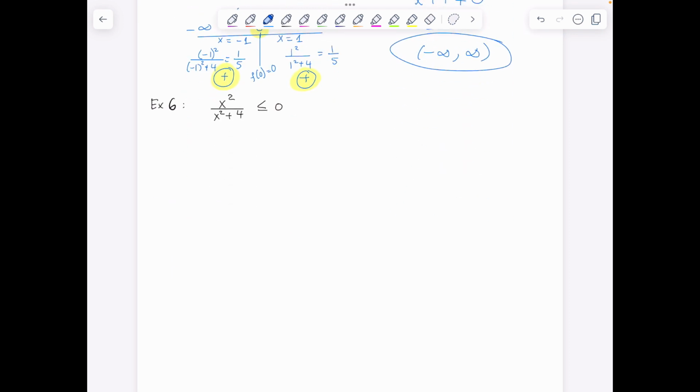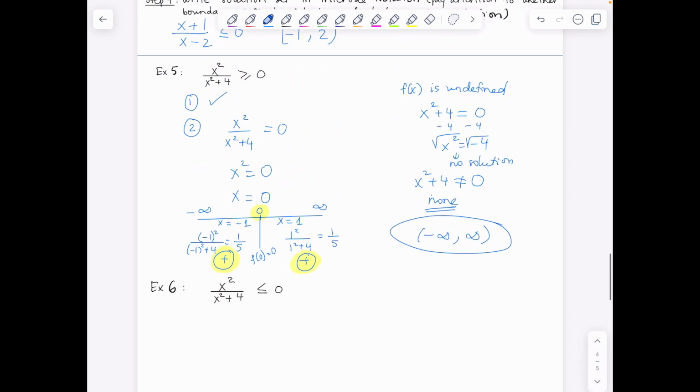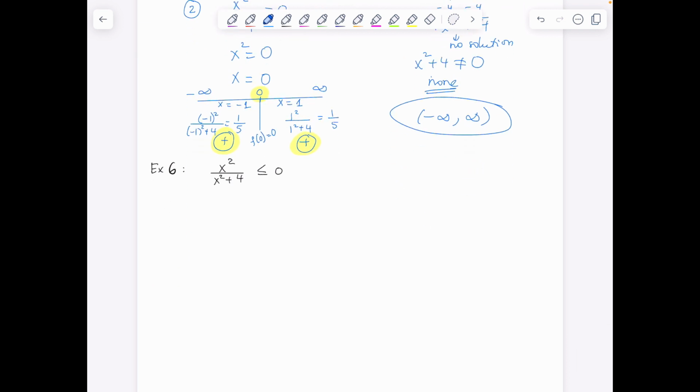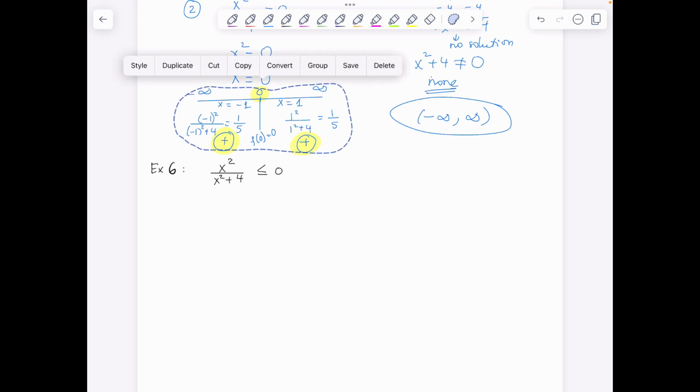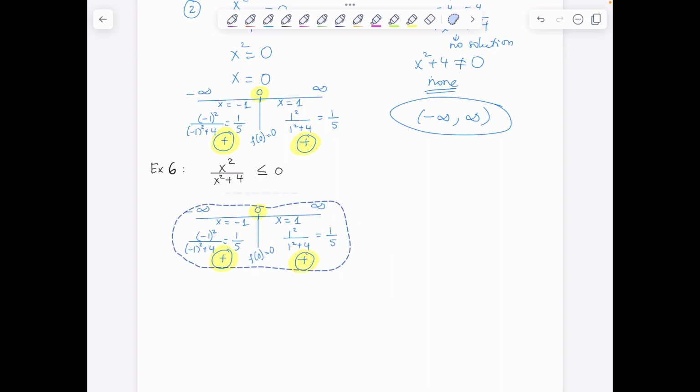And finally, this problem. So this problem looks exactly like number 5, but instead of greater than 0, we have less than 0. Now, looking at the table, we could use the same table that we created here. And I don't see anywhere where f of x is less than 0. So that doesn't exist. However, it is possible for x squared over x squared plus 4 to be equal to 0. And that is when x is equal to 0. So the only solution that we should get here is x is equal to 0.